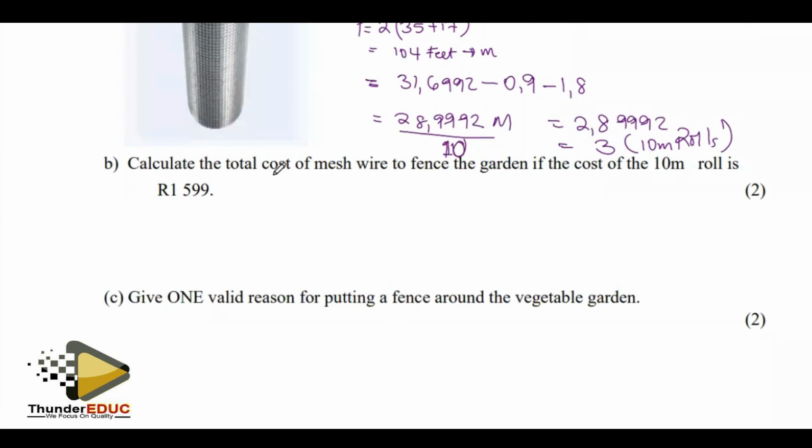They're asking you to calculate the total cost of the machine wire fence. So really we've seen that we need 3 times 1,599. The answer that you get is equal to that much.